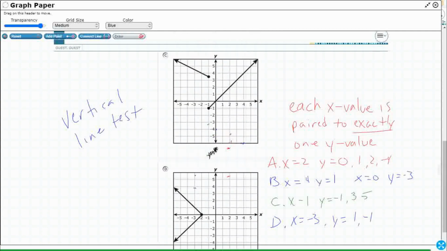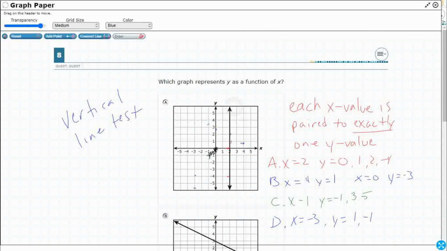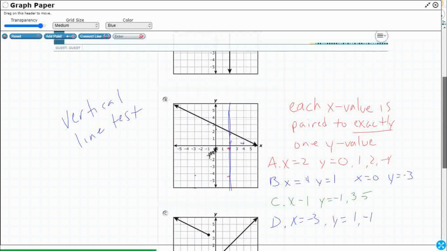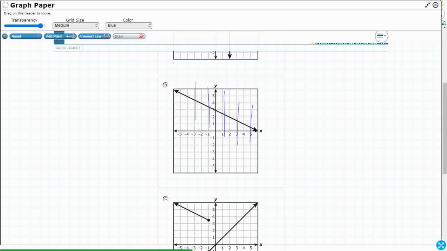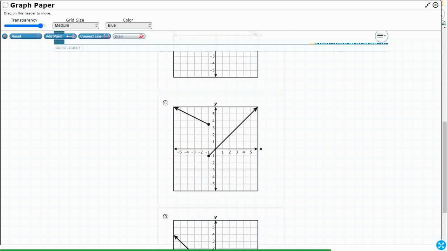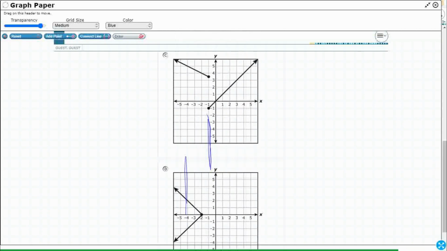So I'll go back up to the very top, and we'll use the vertical line test. If you can draw a vertical line and it touches the graph more than once, it's not a function. So A is definitely out. B, I can draw as many vertical lines as I want, and it's good. C is almost perfect except for that vertical line right there. And then D doesn't work right there. So my answer is going to be B.